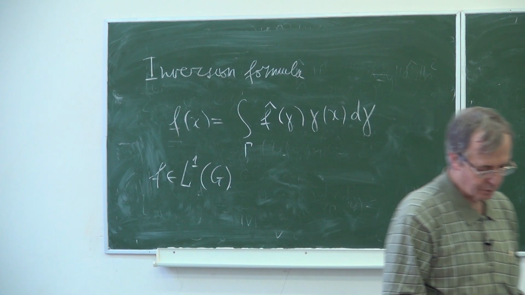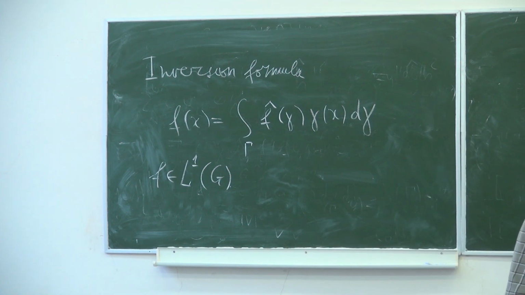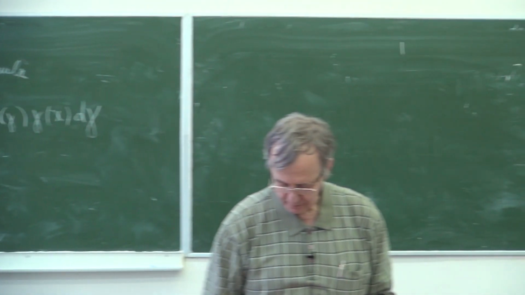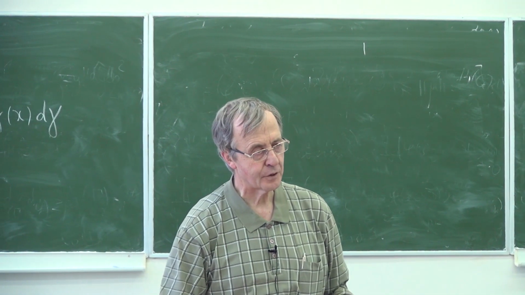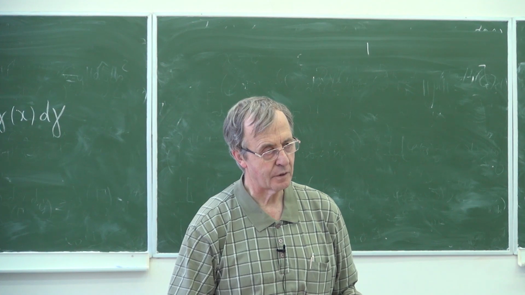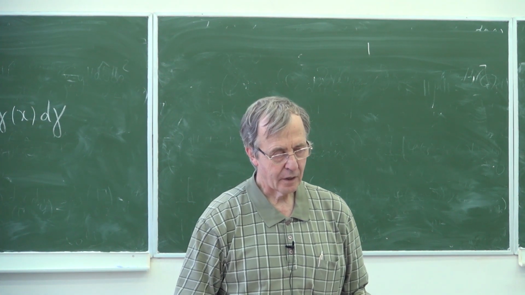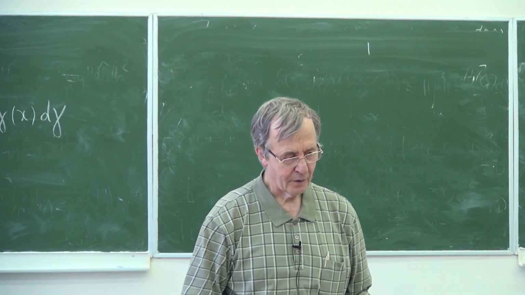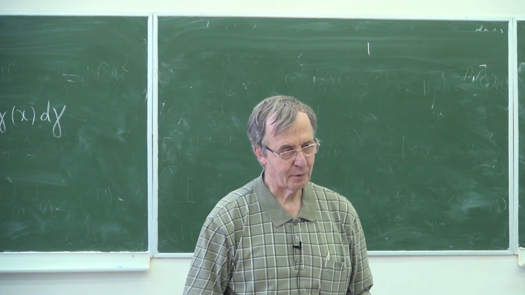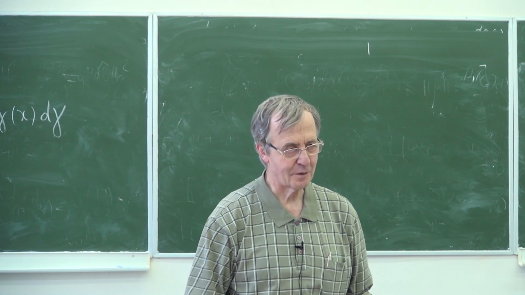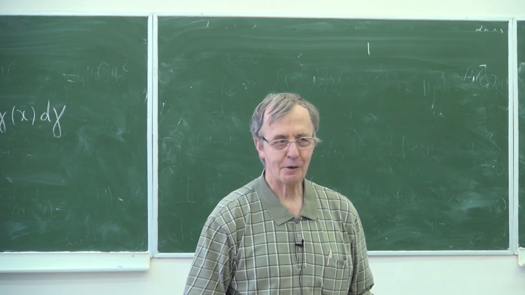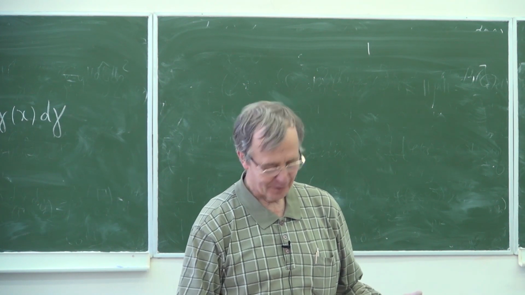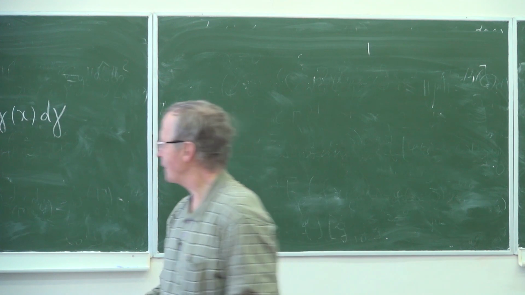The point is that we need to indicate some sufficiently wide class of functions for which this is correct. So this is the inversion formula, and I remind you that smoothness is not available in our setting, so we cannot consider the Schwarz class as on R or Rn. So we should invent something else.